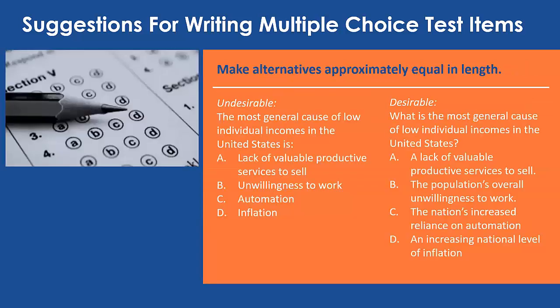Here we have make alternatives approximately equal in length, and this deters the choose-the-longest-answer way to guess, which was told to me in my ACT junior class that I took. If you don't know, when in doubt, choose the longest answer is what they told me.